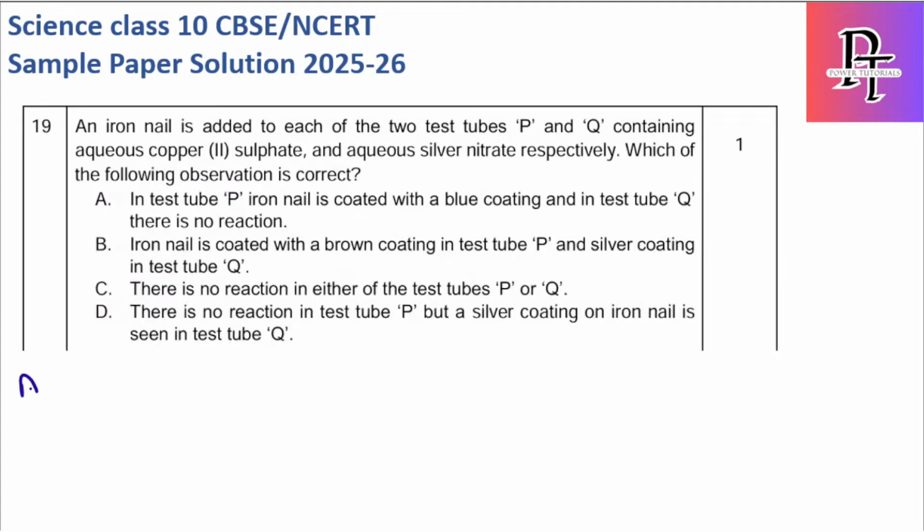19th question. An iron nail is added to each of the test tubes P and Q containing aqueous copper sulfate and aqueous silver nitrate respectively. Which of the following observations are correct? So to understand this question, first we need to remember the reactivity series of a few important metals. So I'll explain that part first and then we'll go to the question.